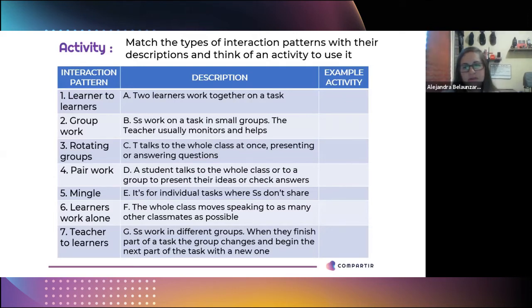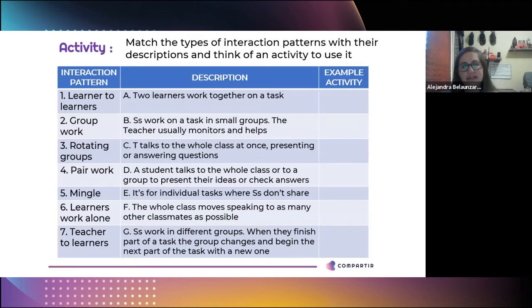When working in a book, when writing, or answering a quiz or a test, usually I make them work alone. At some point, I need them to work alone so I can check their individual progress. It's important also for students that are more shy, I need to give them this space in which they don't need to be interacting with the rest at all times. And I have the whole class move, speaking to as many other classmates as possible. How do I call this interaction pattern?